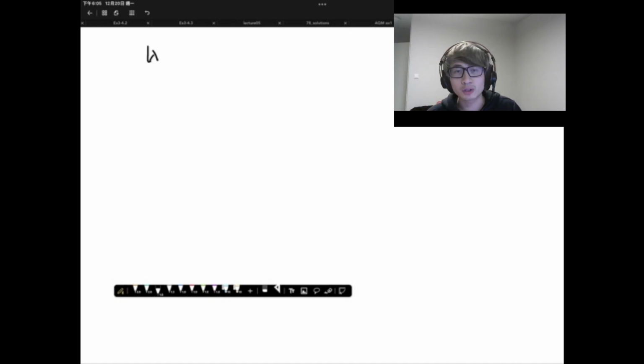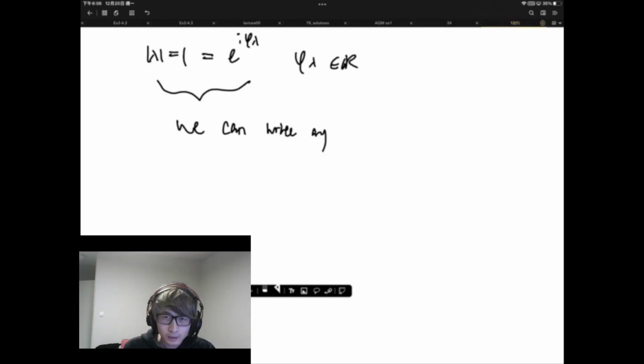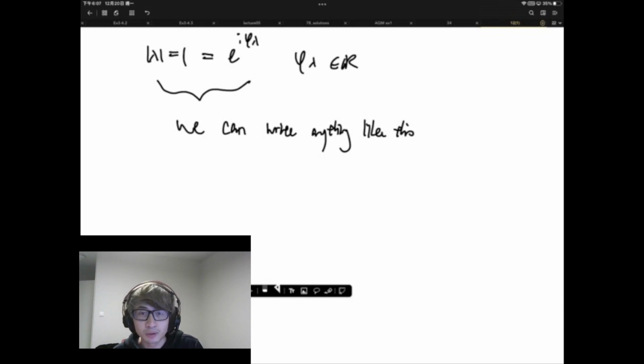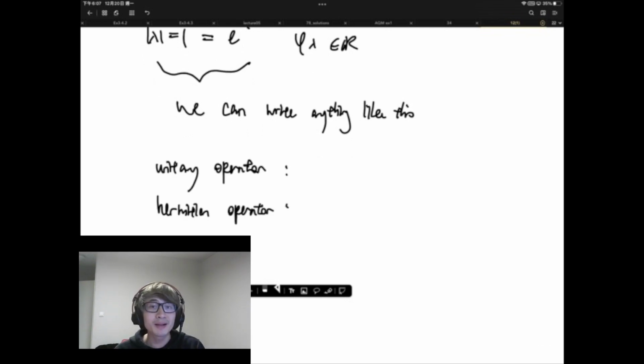And what else can we observe from this is that lambda can be expressed as an exponential. So lambda is equal to e to the power of i psi of lambda, and psi of lambda is a real number, and because this exponential has magnitude 1, this real number can take any form. The unitary operator corresponds to an eigenvalue that is a complex number, while the Hermitian operator corresponds to an eigenvalue that is a real number. And both magnitudes are equal to 1.